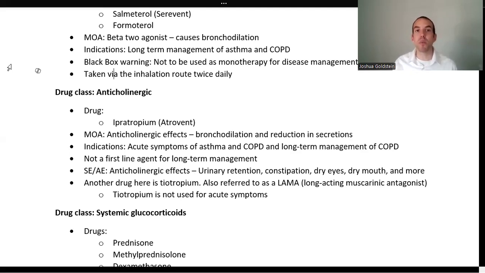So just to catch up, so far we learned about SABAs and LABAs. One was acute, one was chronic, and now we're learning about anticholinergics and LAMAs, which again are both the same thing, but one is acute, one is chronic. Let's move on to steroids. And again, in steroids, we're going to have acute and chronic.